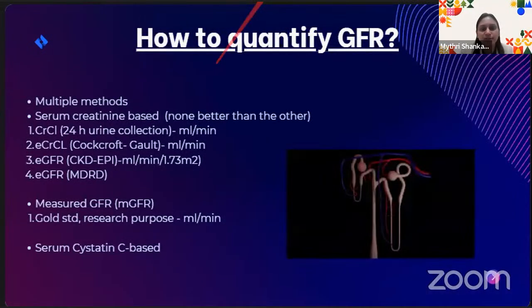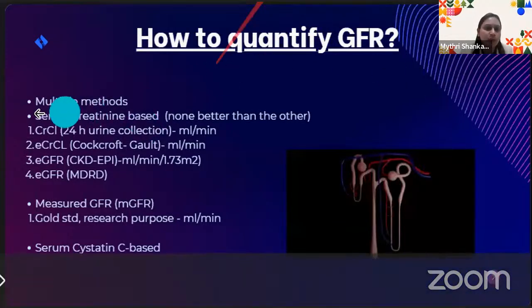How do we quantify GFR? There are multiple equations and multiple methods to quantify GFR. Most commonly used is the serum creatinine method, which was recently discussed by the previous speakers. These include creatinine clearance, estimated creatinine clearance, eGFR by the CKD-EPI equation, and eGFR by the MDRD equation. Measured GFR is usually done for research purposes, and it is the gold standard, using iohexol. Earlier, inulin used to be used, but that is a very cumbersome procedure. There is also the serum cystatin based equation.